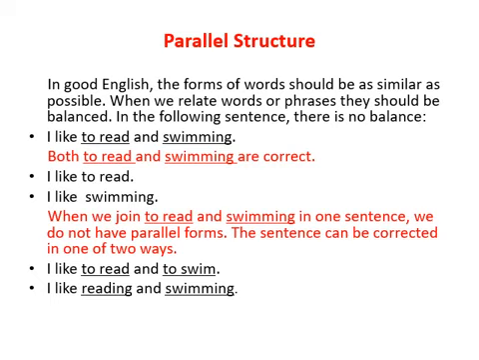I like to read is correct. I like swimming, this is correct. When we join to read and swimming in one sentence, we do not have parallel forms. فين الforms? We have to read, this is one form, and swimming, this is one form. The sentence can be corrected in one of two ways. يعني أنا ممكن أقول I like to read and to swim, to read, to swim. I like reading and swimming, reading and swimming. ففي هنا there is balance, there is parallelism، في توازي ما بين الكلام.